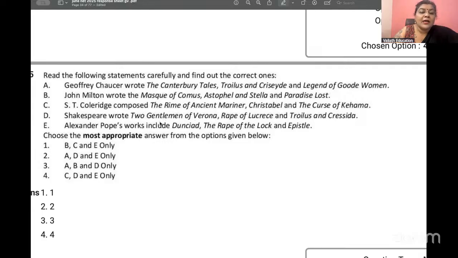Shakespeare wrote Two Gentlemen, Rape of Lucrece. D is correct. A and D correct. Alexander Pope's works: Dunciad, Rape of the Lock and Epistle. E. So A, D, E must be correct. A, D, E is the answer. That is also a direct question. Very easy. Okay. Next question.